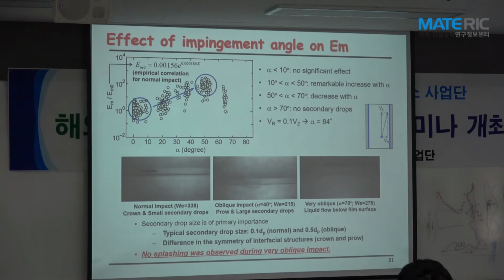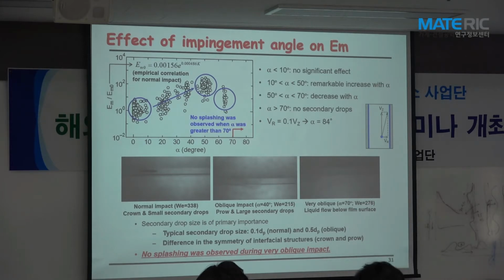If the impact angle increases, more droplets are splashed rather than deposited. But if the impact angle is very, very great, in that case the splash is stopped. Therefore, in the case of annular flow like this, I hope secondary entrainment is not so much. Okay.